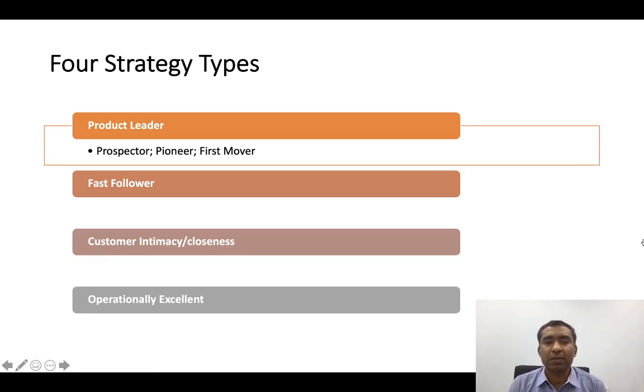Okay, now let's talk about the product leader. Product leaders are those companies or those products which are first or new to the market.